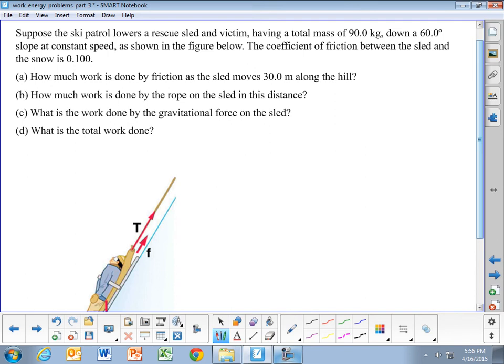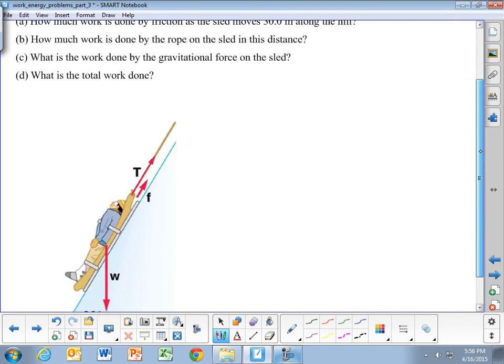So we're going to find the work done by friction. We're going to find the work done by the tension in the rope. We're going to find the work done by the force of gravity. And we're going to calculate the total work done.